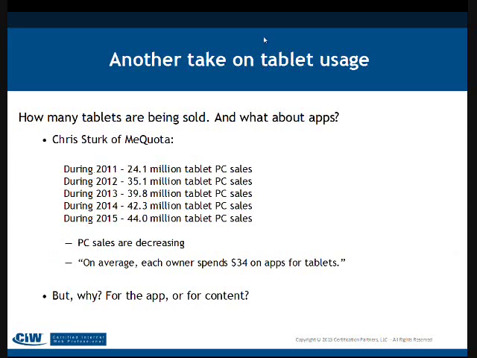That's right. Now, you've got a guy, his name is Chris Sturck over at MeQuote, and he's basically saying that, again, that 44 million tablet PC sales figure is happening. But one thing that also came out with Chris is what people are buying. So we already talked about how they're using it, at least according to Google. This guy seems to think that there's about 34 bucks being spent on apps for tablets. Now, it's not $34 for each app. Okay, we're talking 34 bucks a year on specific apps. But they're basically buying not so much the app itself. I think they're buying content on the app.